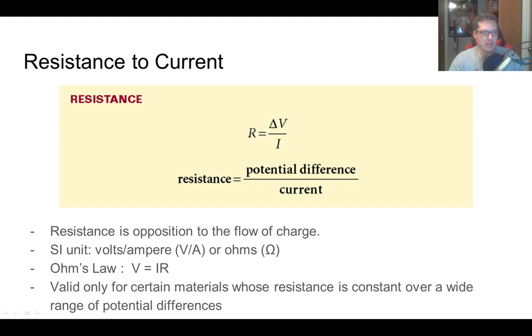This is for physics, Unit 9, Part 4.2. We're going to talk about resistance, alternating and direct current, and that's about it for this video.